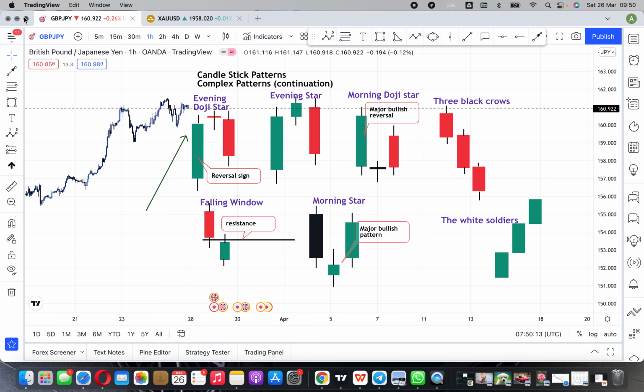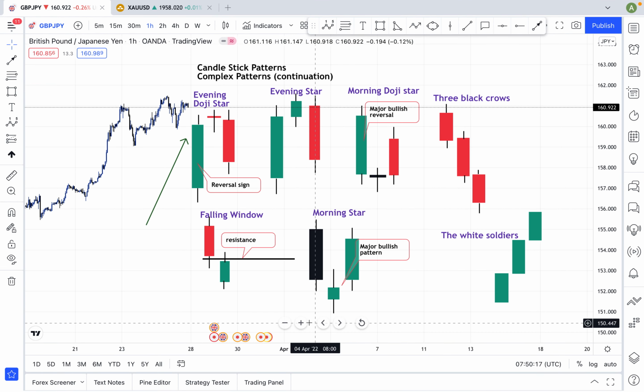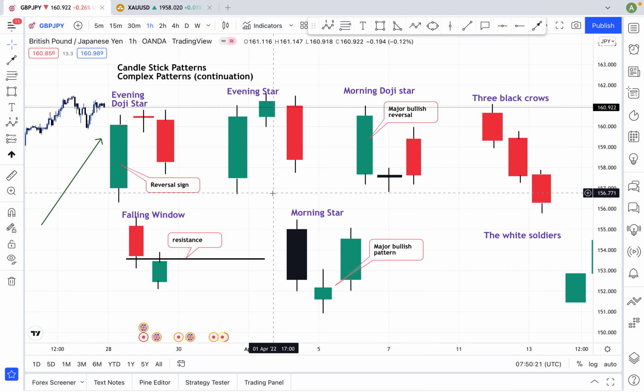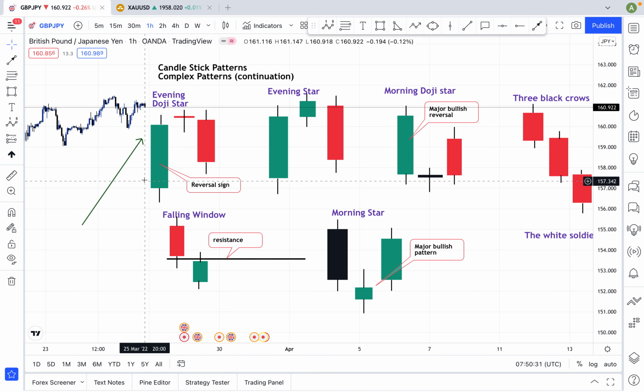Today we shall continue on complex candlestick patterns. In the previous classes we've had the simple patterns, and then yesterday we had the complex patterns. So today we shall continue on the complex patterns. I actually made the drawings already, so it's going to save us time. I'm just going to explain them to you.